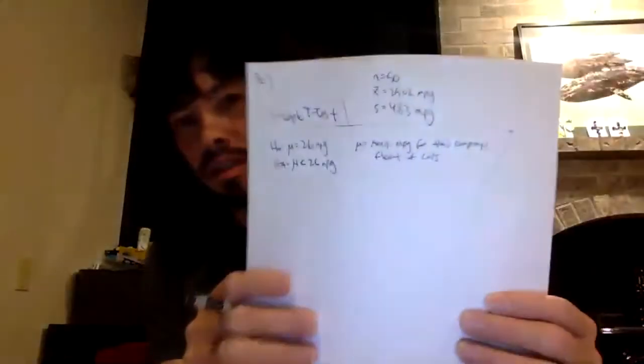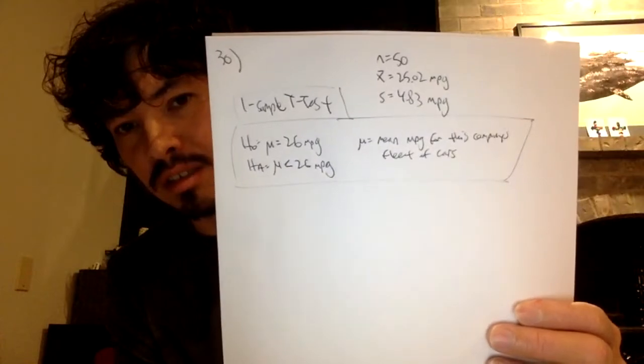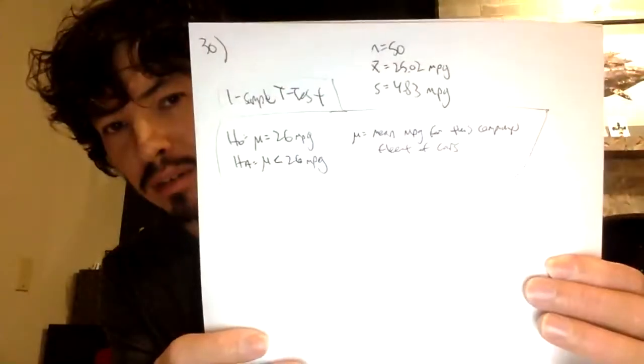And then define your mean, and that is the mean miles per gallon for their fleet of cars. The mean miles per gallon for this company's fleet of cars. That is the parameter of interest. What is the true mean? And is it less than 26? That's what we're testing, whether it is less than 26 miles per gallon. Sorry if you can't read my handwriting there. Okay, so we named it. We wrote the hypotheses. Now let's check our conditions.